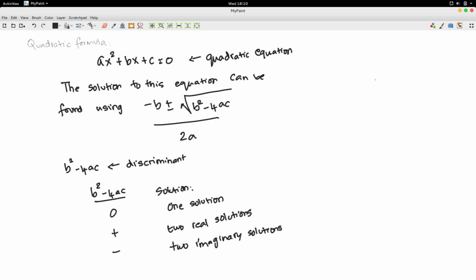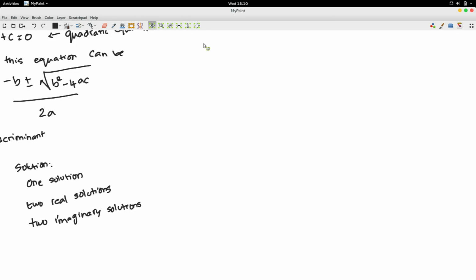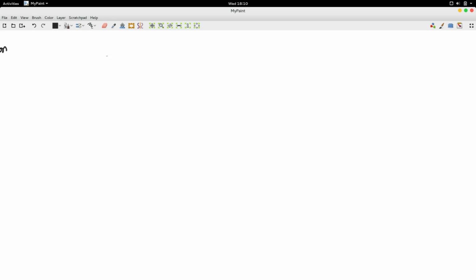So let's do a short example to explain the quadratic formula. Let's solve for x in the following quadratic equation: 3x squared minus 2x plus 4 equals 0. We can see that's a, this is b, that's c. So a is 3, b is minus 2, c is 4.